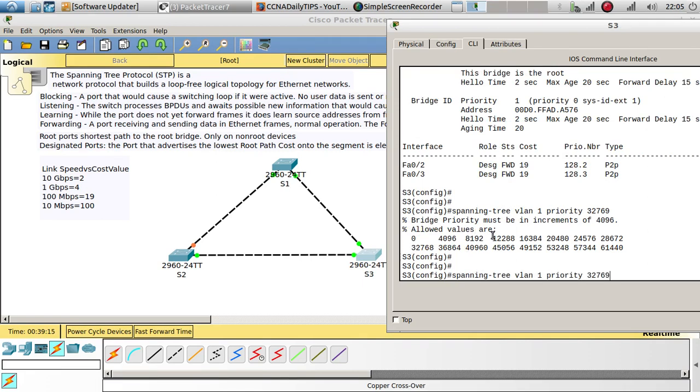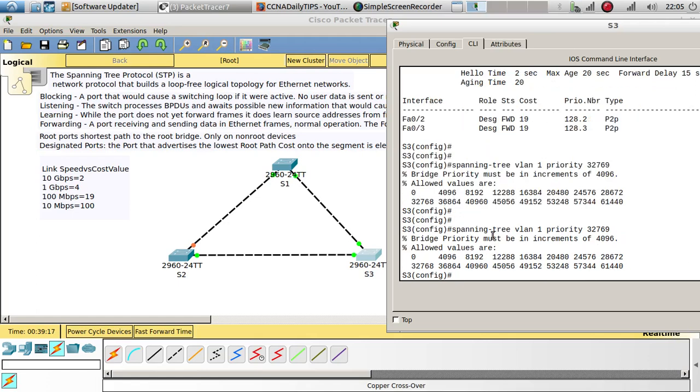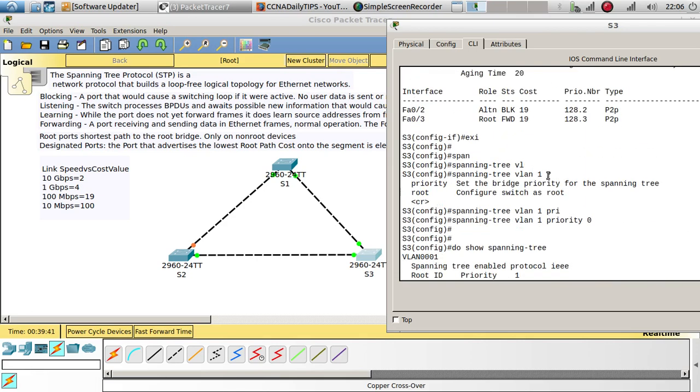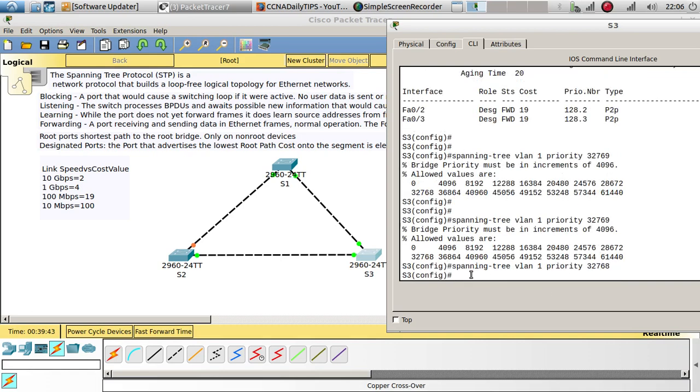Let me see, did I do it right? Spanning tree, priority, increment. Oh, not 6.9. I'm sorry, it's 6.8 because it adds 1 because of the VLAN. Okay, so here we go. So it's 32768, and it just adds a number because it adds the VLAN number, which is number 1. Okay, so we will switch it back to here.